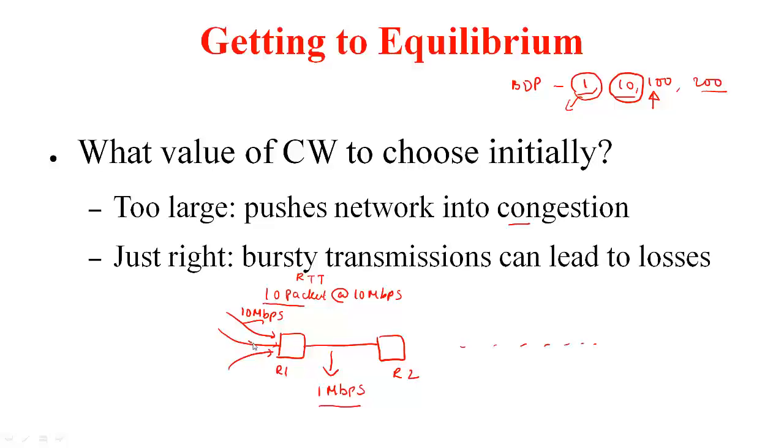And not just you, there are other flows who are also going to dump these 10 packets at a high rate of 10 Mbps. And now if you look at this router, this is only going to drain packets at 1 Mbps. So its incoming rate is going to exceed its outgoing rate, in which case the buffer here is going to overflow, and this will lead to packet loss at the very beginning itself. So this again is not a good idea.